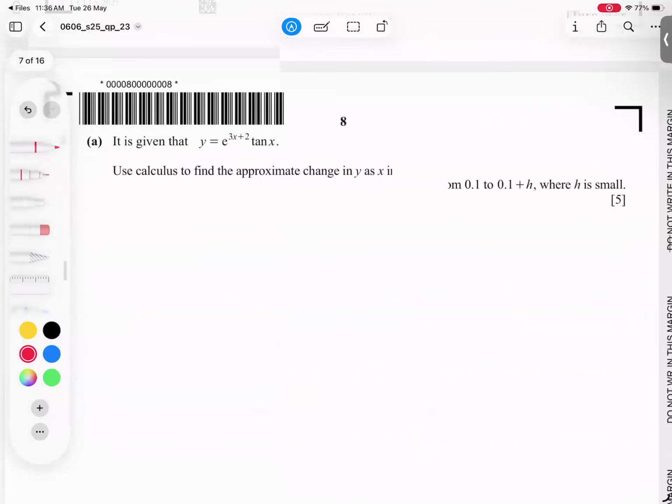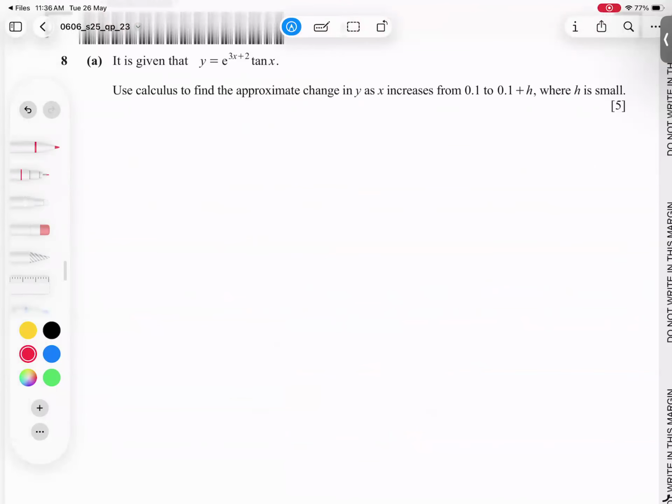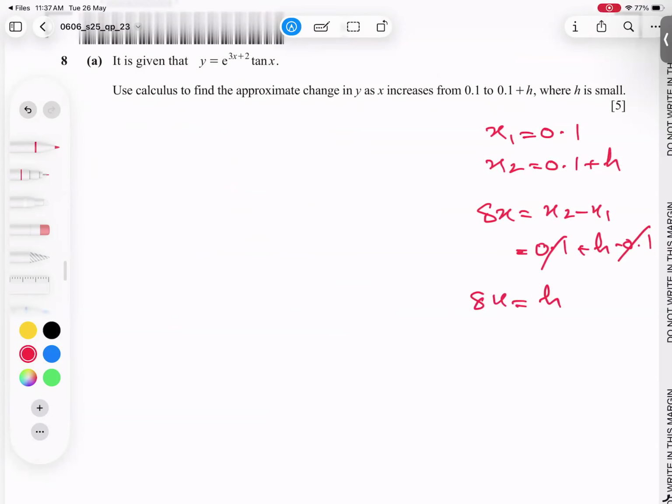And the next question is number 8. It is given this, and define the approximate change in y. So approximate change in y means when x increases from this to this. So what concept? x1 is 0.1 and x2 is 0.1 plus this h. How to find delta x? x2 minus x1. So from here and this, subtract. So we are getting delta x is equal to h.